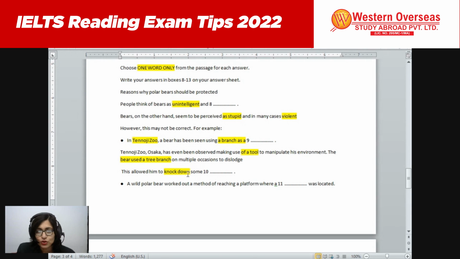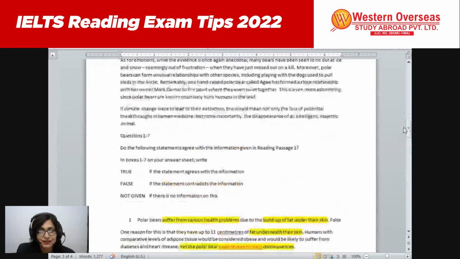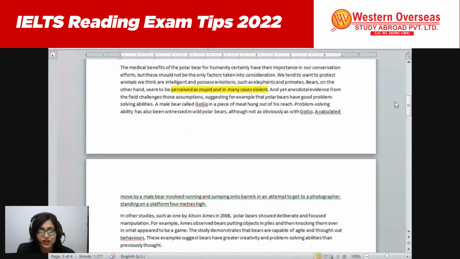This allowed him to knock down some dash. If you check in the same line, it is mentioned, see candidates, it is mentioned here, knock down the meat. So we will take the answer as meat.